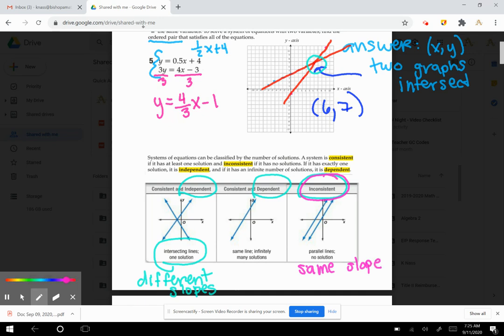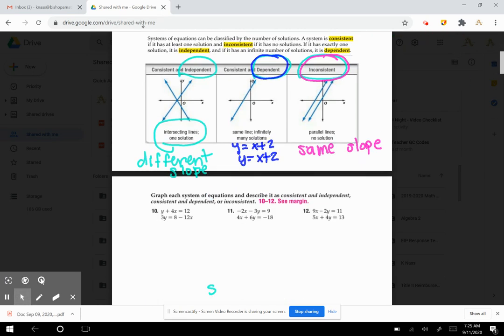Okay, and lastly, what if something is dependent, which is this middle one? That means it's going to be the same line and infinitely many solutions. So an example of that, you would have the same exact equation. You would graph like y equals x plus 2 and y equals x plus 2. So it'd be the same exact equation.